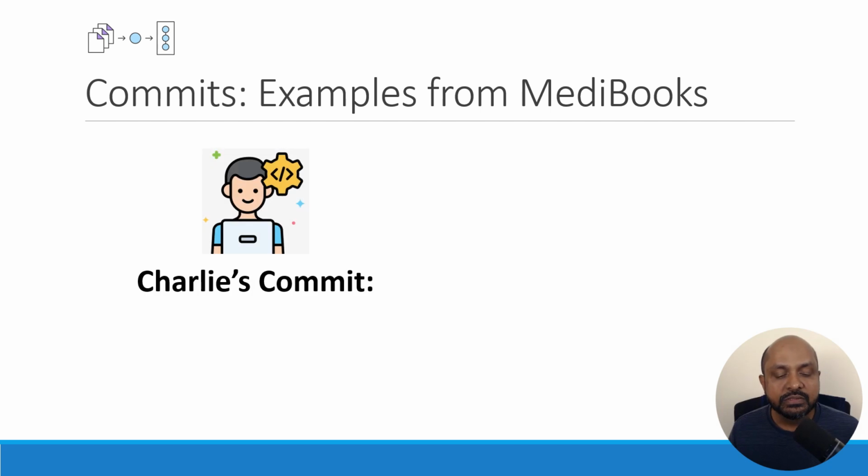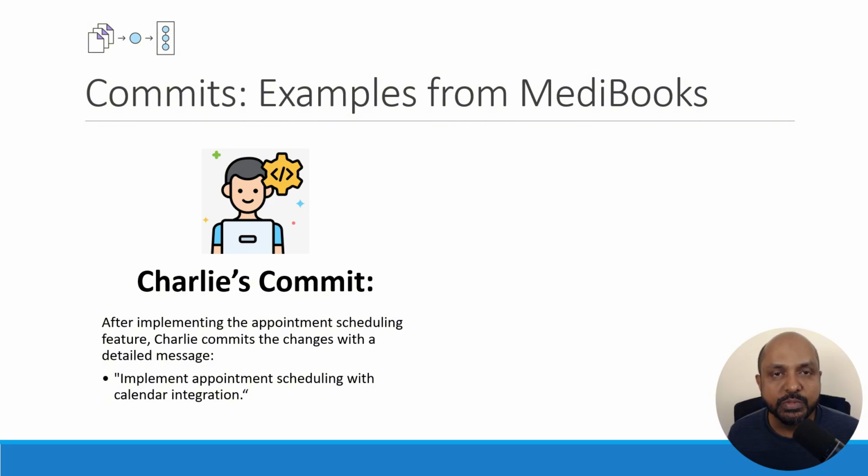Okay, so let's take the example of Charlie. Charlie is a project developer. Charlie's commit. Charlie recently completed work on a feature for the Medibooks project, which was to implement appointment scheduling with calendar integration. That's a typical example any developer would do, right? And after testing his changes to ensure the functionality is working perfectly, Charlie makes a commit with a detailed message that clearly describes his contributions: "Implement appointment scheduling with the calendar integration." It's a very clear message.